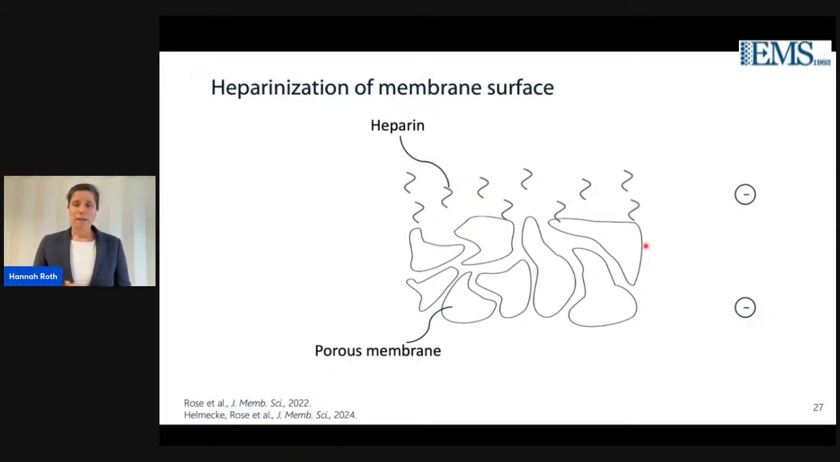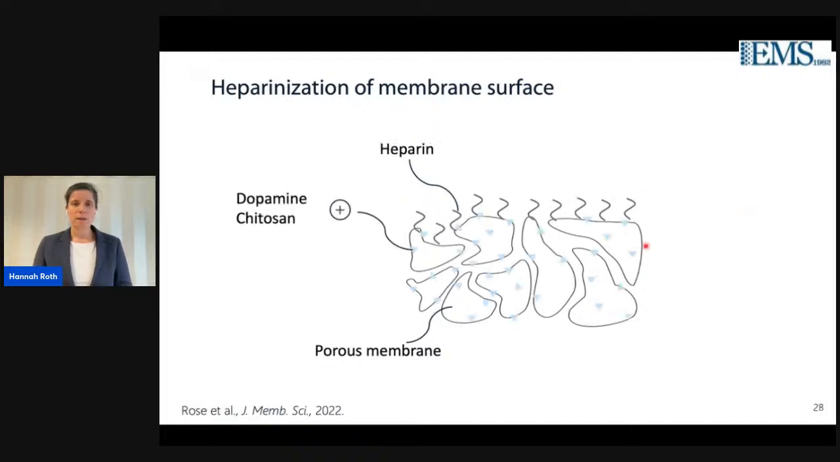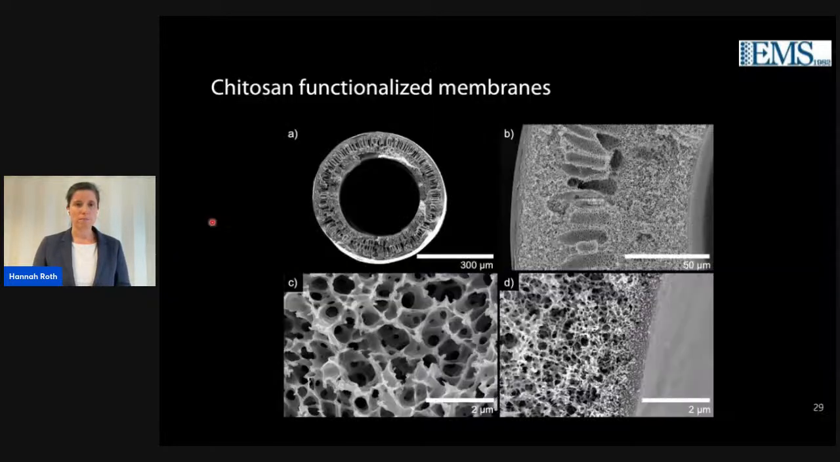But what is the case is that these membranes are typically made out of polyether sulfone, which has a negative surface charge, and also the heparin is negatively charged. So what we did is we incorporated positively charged, cheap, simple chemistry molecules into the hollow fibers to have an anchor for the heparin. And two of the things that we tested were dopamine and chitosan. And I will show now the results of the chitosan system.